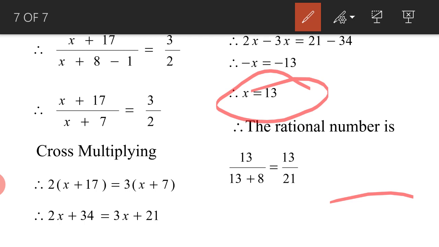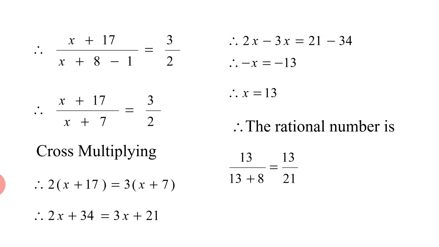Is it clear, children? I hope you have understood these questions. These are very easy once you understand the method of cross multiplication. So solve it properly and solve the remaining questions as homework in your classwork.